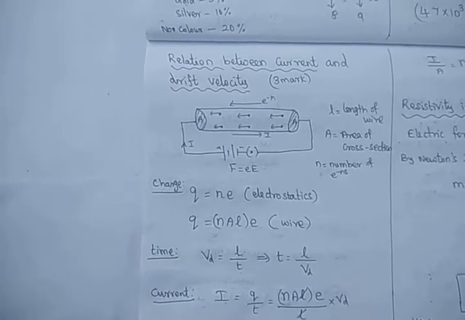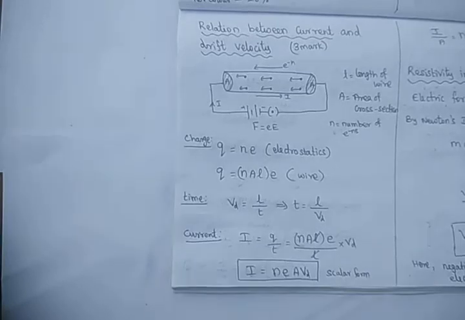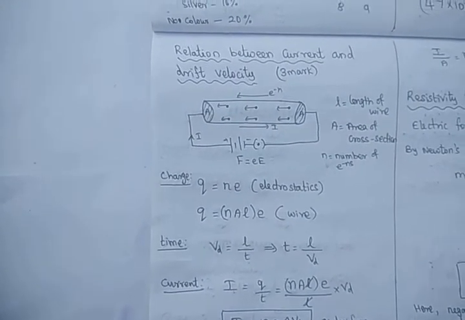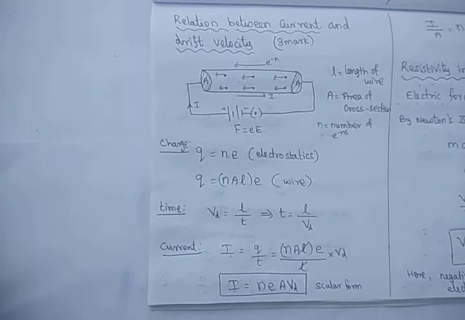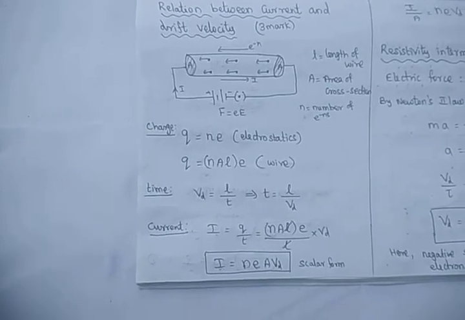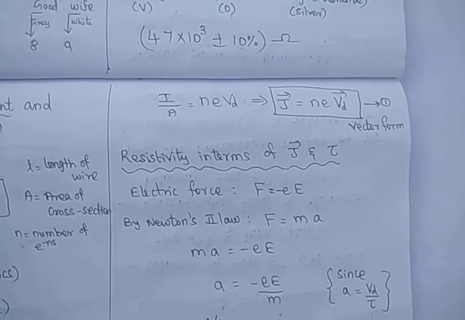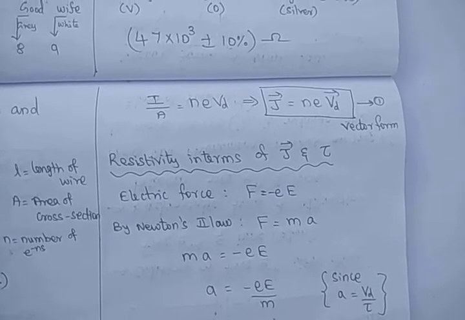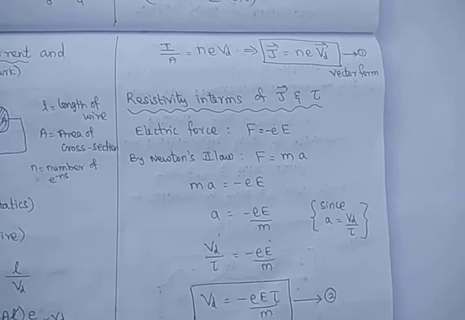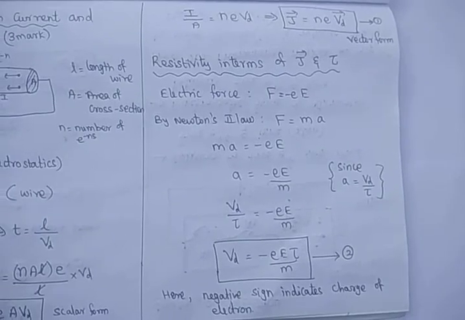Dear students, I will show these pages slowly for you to copy in your classwork note. The relation between the current and drift velocity: first we calculate the charge and time, substitute in current, then we get the scalar form of the relation, I is equal to N e A Vd. Then we get the vector form of the current density and drift velocity relation. By continuing that, we calculate the resistivity in terms of current density and tau.